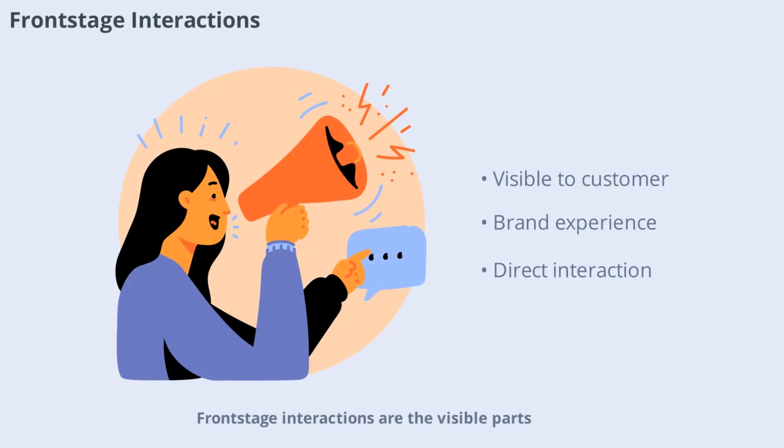Frontstage interactions are the visible parts of the service that customers experience directly. This includes face-to-face conversations, website interfaces, or even automated chatbots. These moments shape the customer's perception of the service. By mapping frontstage interactions, organizations can ensure consistency and quality at every customer touchpoint. It's where the brand promise is delivered, so getting it right is crucial for customer satisfaction.